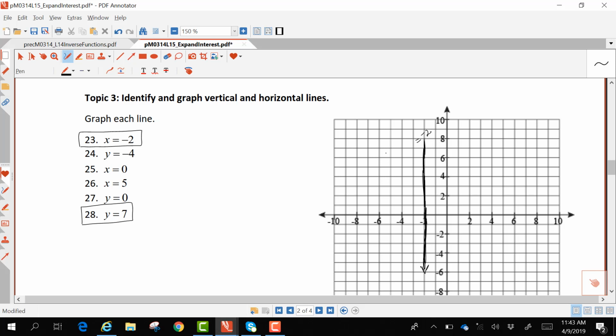Oh, it disappeared. It's kind of hard to get the line dark enough for you to be able to see it.